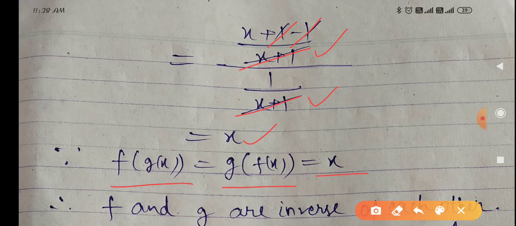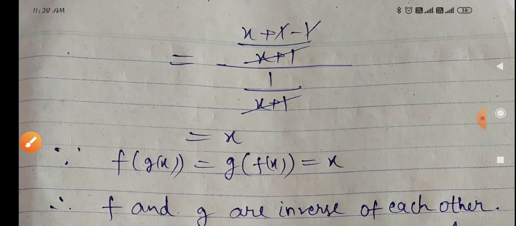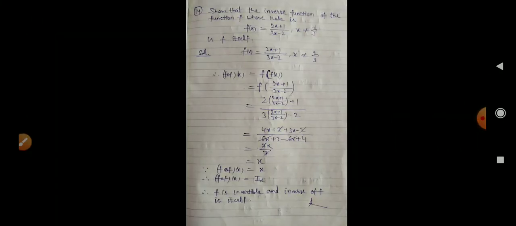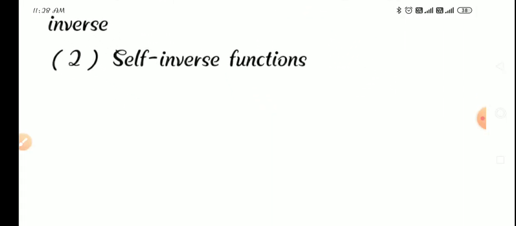So this is the condition. They are the inverses of each other. So f and g are the inverses of each other. In this way we have shown how the given functions are the inverses of each other. So this was the use of composition to show that given functions are inverses of each other. So I have completed this exercise.